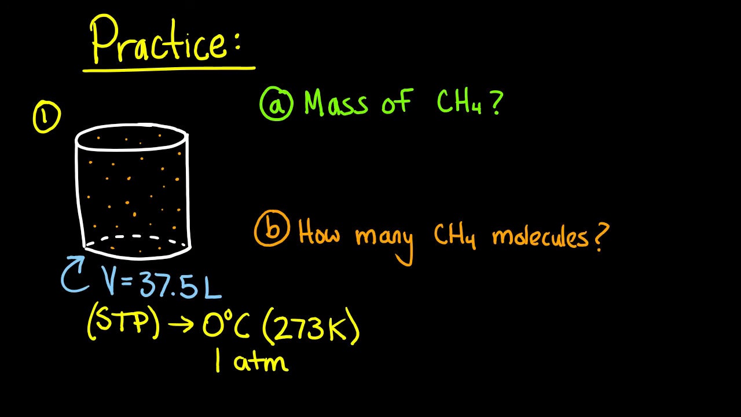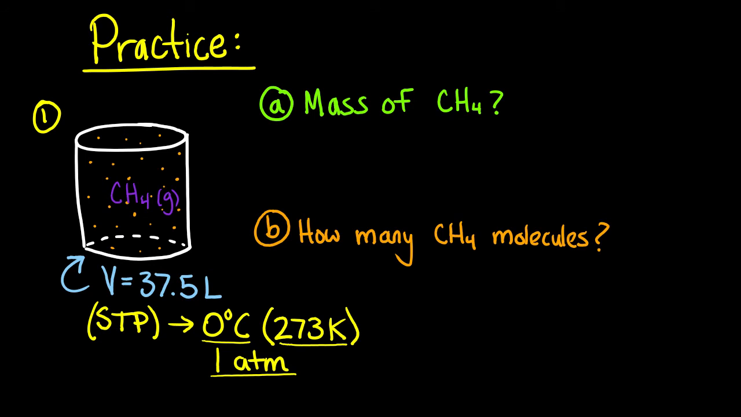Here's a 2-part practice problem. Suppose you have a container that has a total volume of 37.5 liters, and that container is filled with methane gas. So methane's formula is CH4, and it's a gas. If this container is filled with 37.5 liters of methane gas, how would you find the mass of the gas? And by the way, this methane gas is at standard temperature, 273 Kelvin, or 0 degrees Celsius, and standard pressure, STP. Because the gas is at these conditions, you're allowed to use 22.4 liters per mole as your conversion factor.